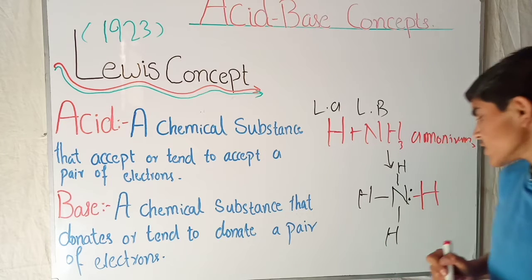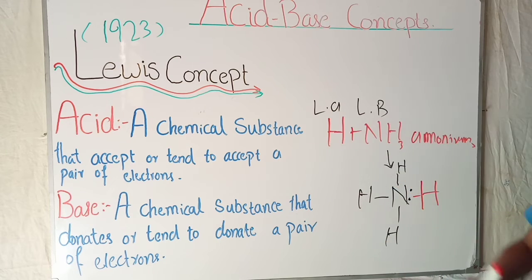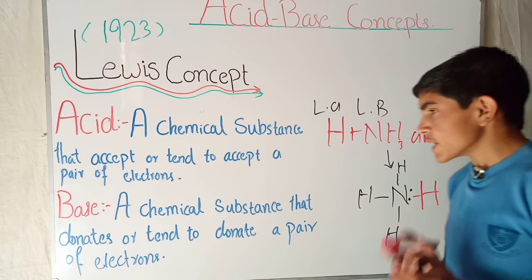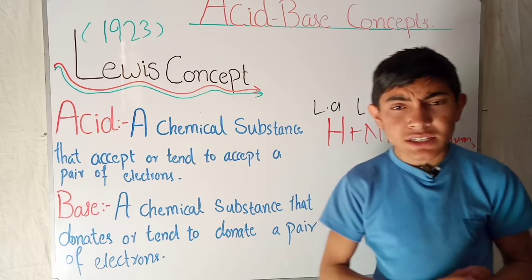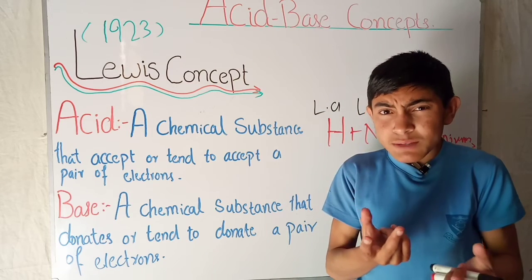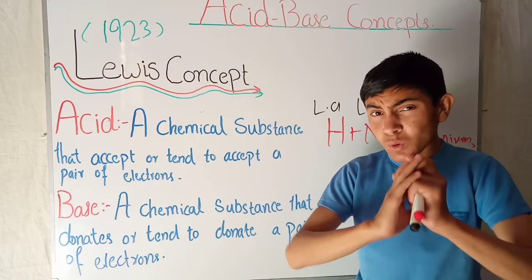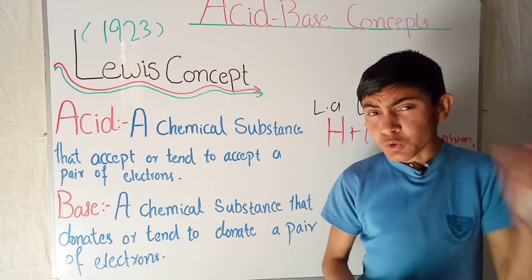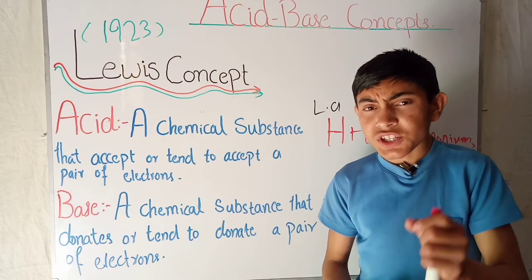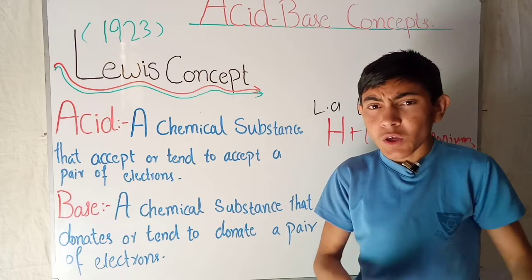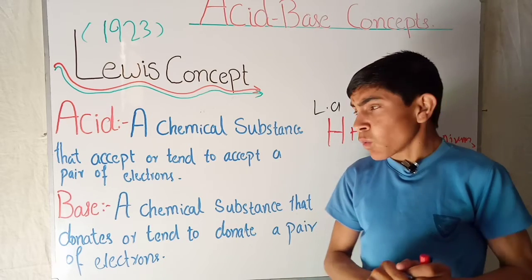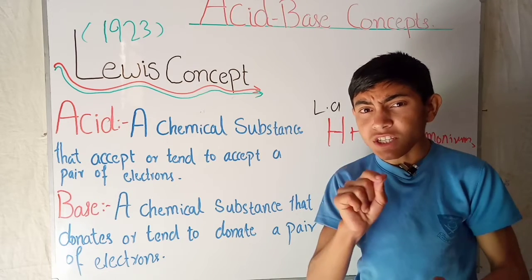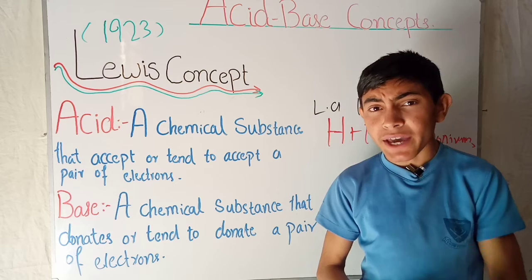So in this regard, the hydrogen ion is a Lewis acid which accepts a pair of electrons from NH3, which is a Lewis base. A Lewis acid is a chemical substance or element which has fewer electrons than required and does not follow the octet rule. In the octet rule, the valence shell will have 8 electrons, while a Lewis acid is an element which has fewer than 8 electrons in the valence shell, like 6 or 5.